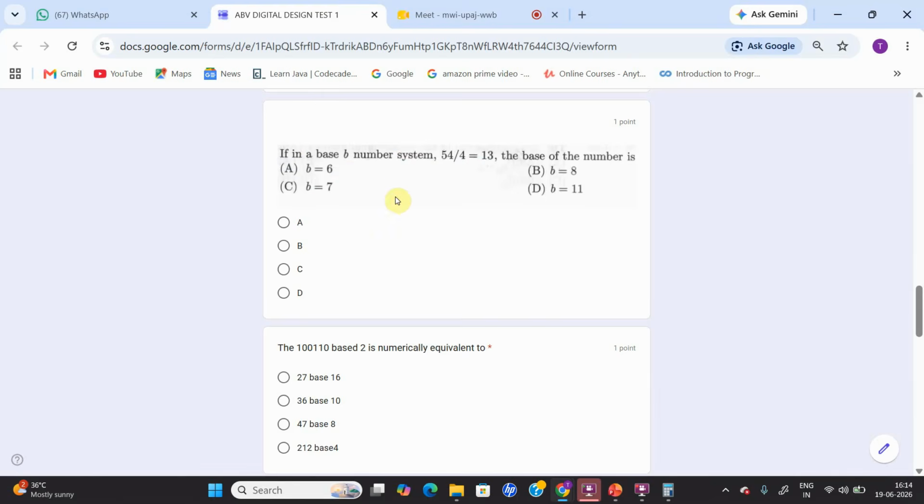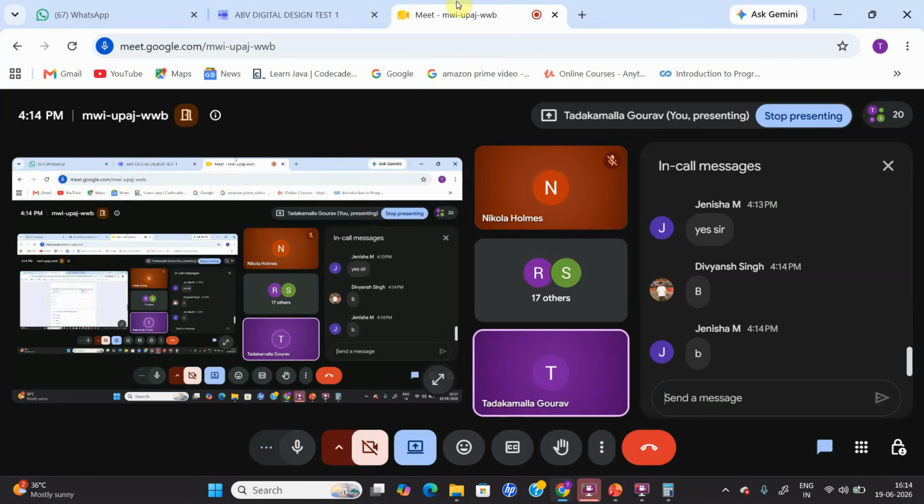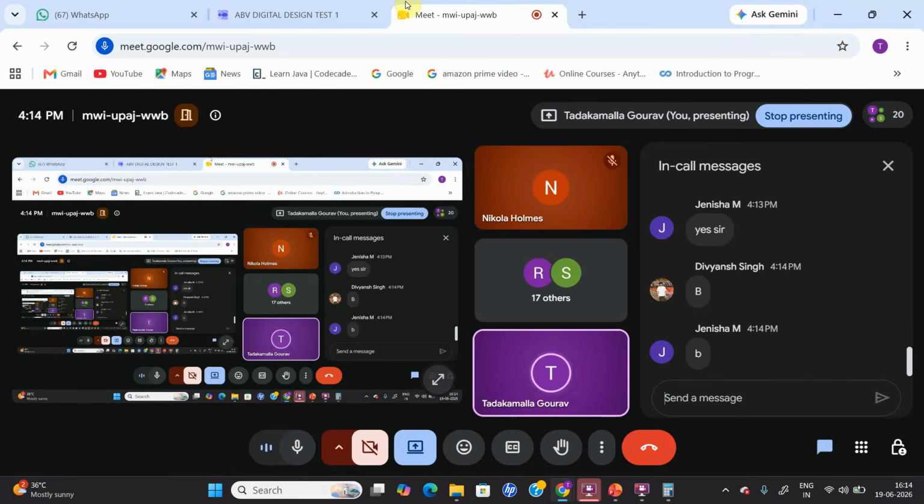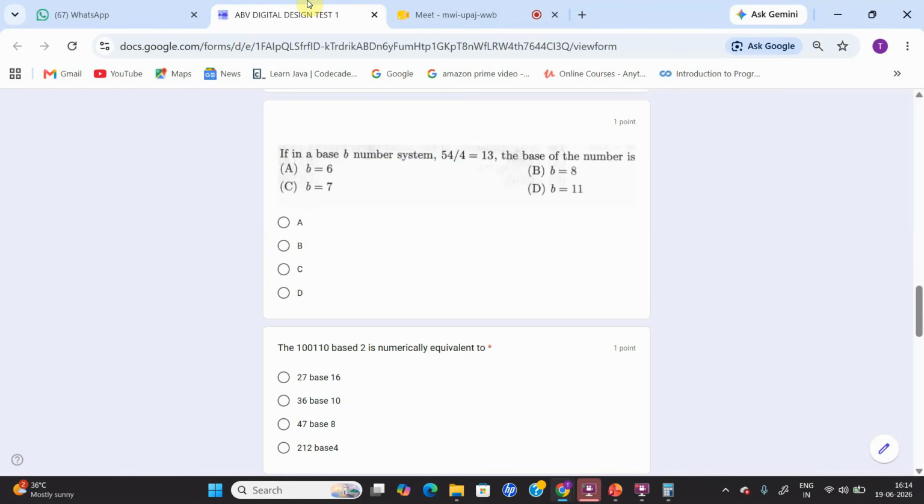Option B. Okay, base 8 you are getting. So 54 by 4 is equal to 13. They are asking for the base of the number, and they are considering the base to be B. What is the process we are going to follow for this particular kind of question? How to find an unknown base? What is the process?